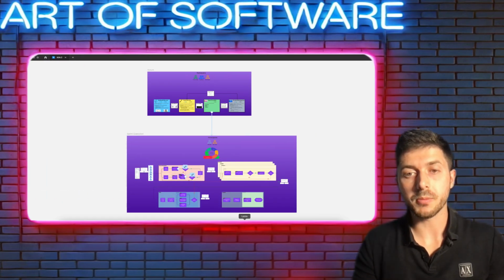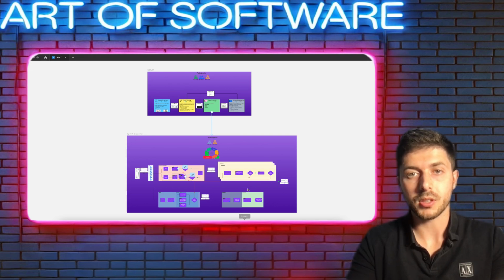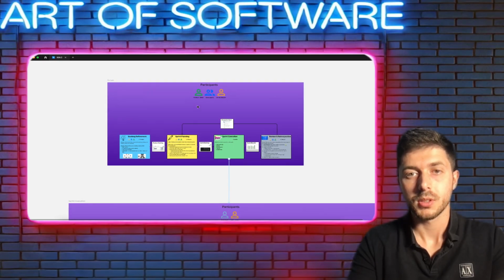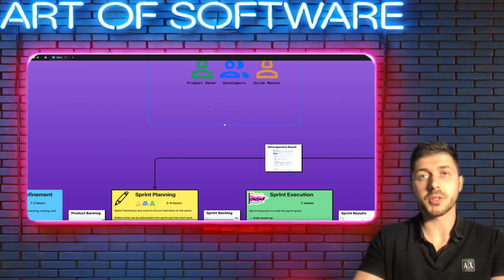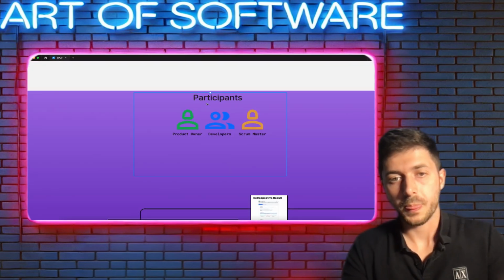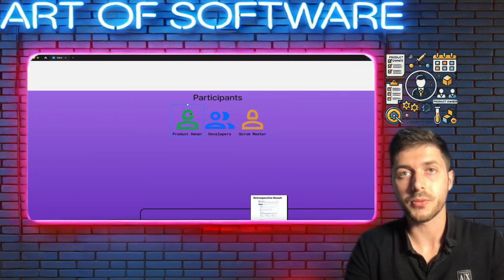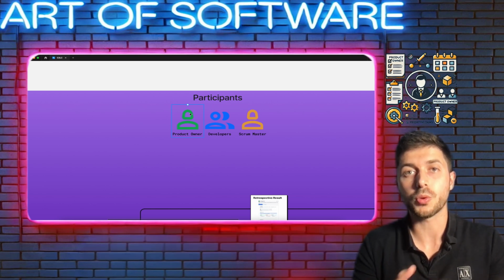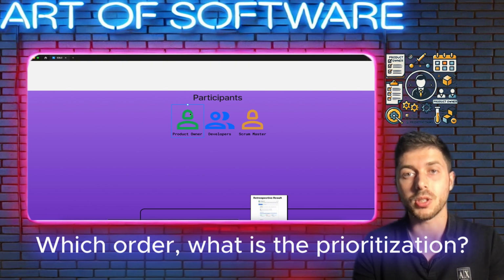Okay, so I'm using Figma to present the full development lifecycle, and let's start from the Scrum ceremonies. So I'll zoom in here. First of all, the participants. The product owner is the first one. The target of the product owner is to define what we're going to build and in which order. What is the prioritization?